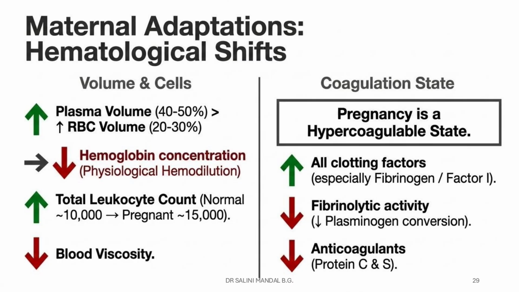What about the coagulation state? Now we know that pregnancy is a hypercoagulable state, right? So all the clotting factors, especially fibrinogen and factor 1, are increased. But the fibrinolytic activity is decreased, and the anticoagulants, majorly protein C and protein S, are decreased in pregnancy.